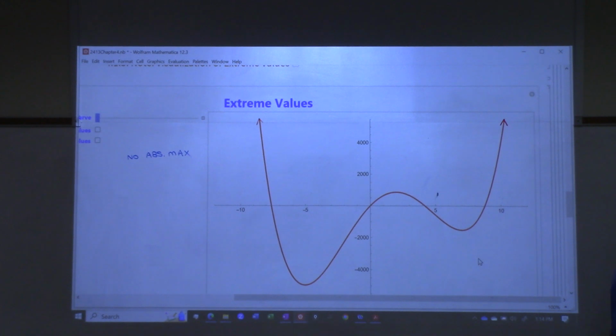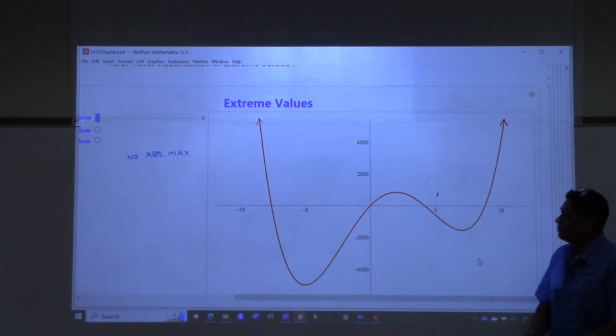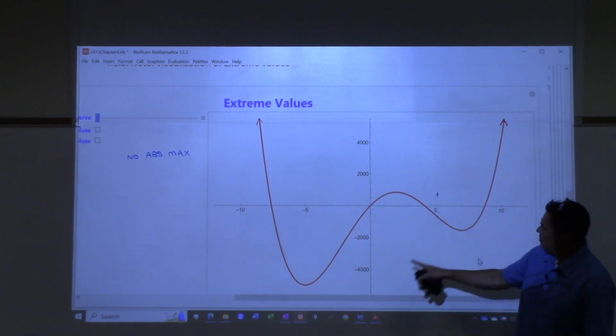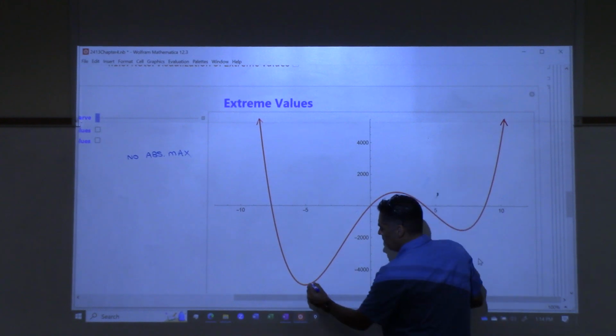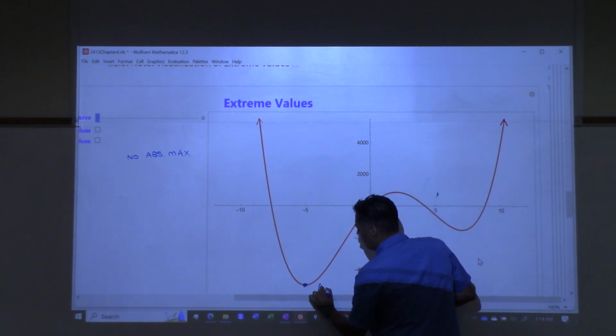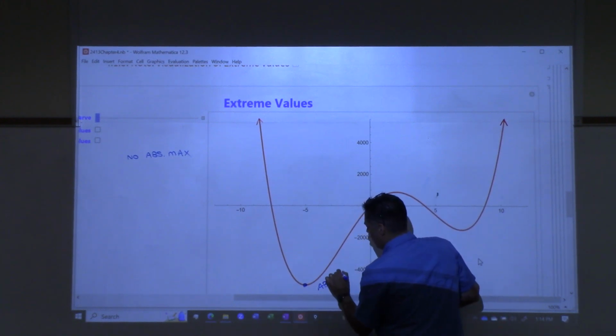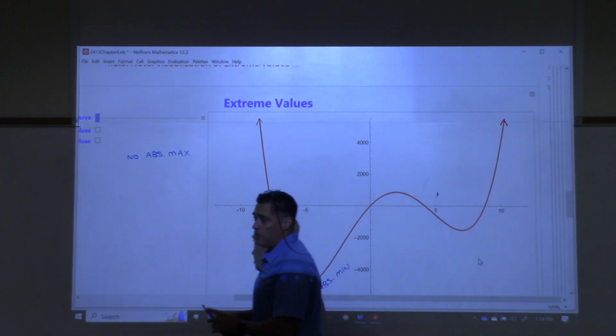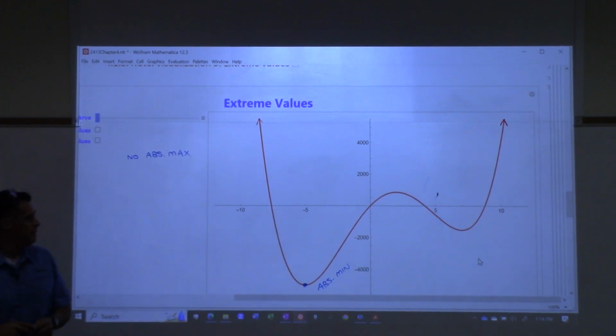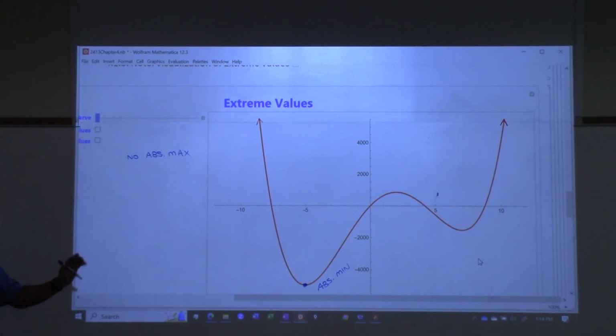All right, what about absolute minimum? Yes. Yes? Right there. Here, this one? Yes, that's our absolute minimum. And that's because it is the lowest point on the entire graph. All right, let's talk about the locals. So we don't have endpoints here, do we? So we don't even need to think about endpoints.